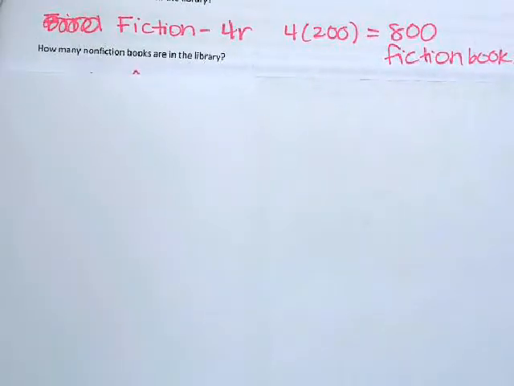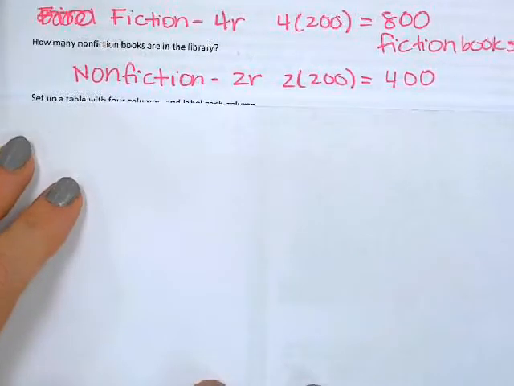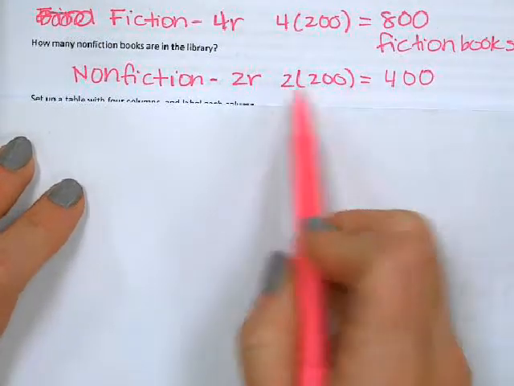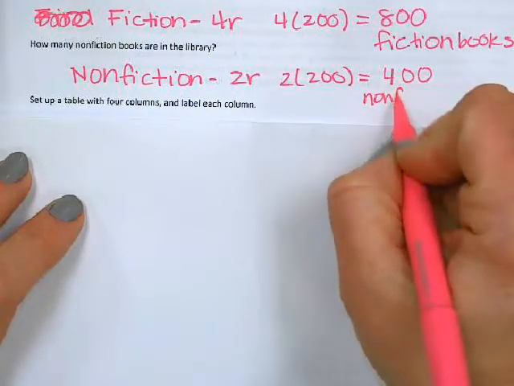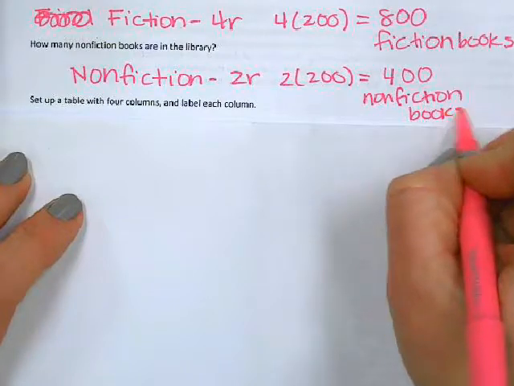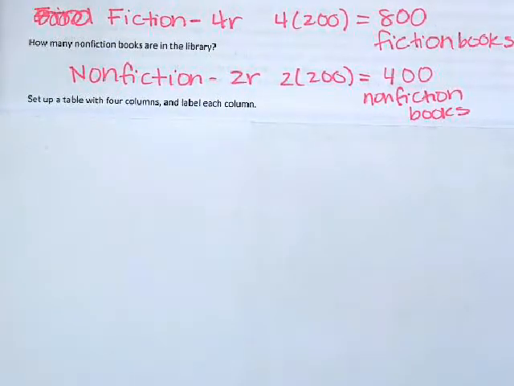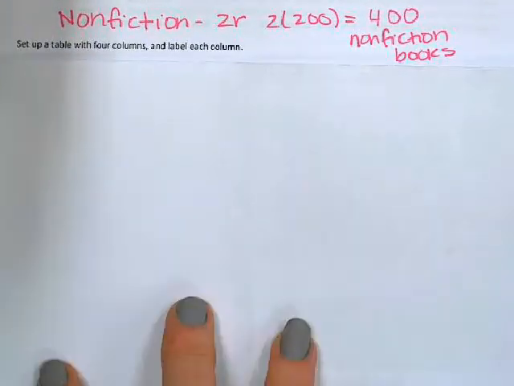I also know how many nonfiction books. I know that my variable for that was 2R. That was my equation. 2 times 200 is 400. So there are 400 nonfiction books. So now of those 1,400, I've answered my question: how many fiction books, how many nonfiction books, and how many resource books of that 1,400. So now the librarian can adjust those the way he would like.